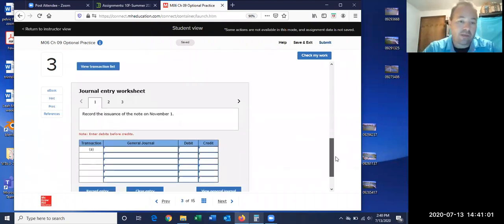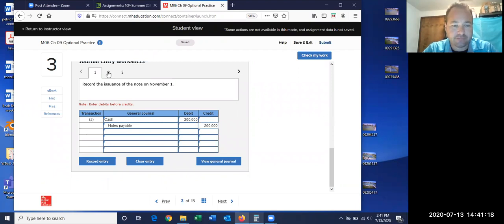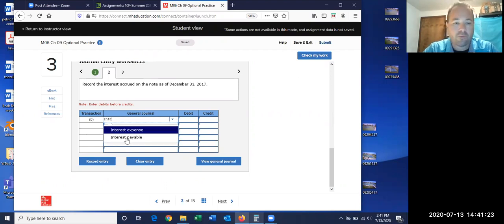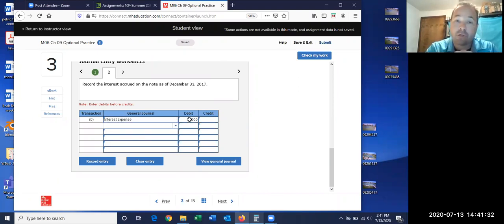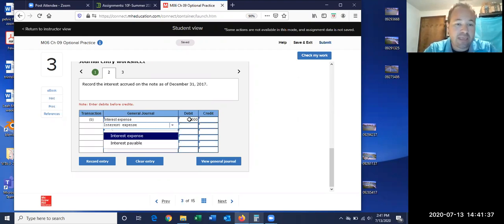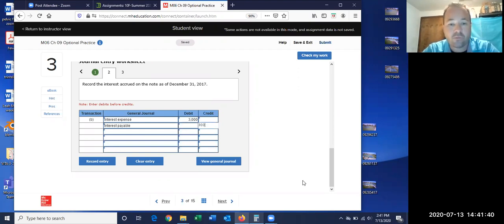Okay, so we come down here, we're going to record the issuance of the note. So remember, we are the one getting the note. So we're getting 200 grand cash and simply just calling that a note payable, 200,000. So the first journal entry is very easy. Now, at the end of the year, I need to show that I've accrued interest. Even though I don't pay it yet, I need to put $3,000 on my books for the year 2017, and then show that since I'm not paying it, I still owe $3,000.